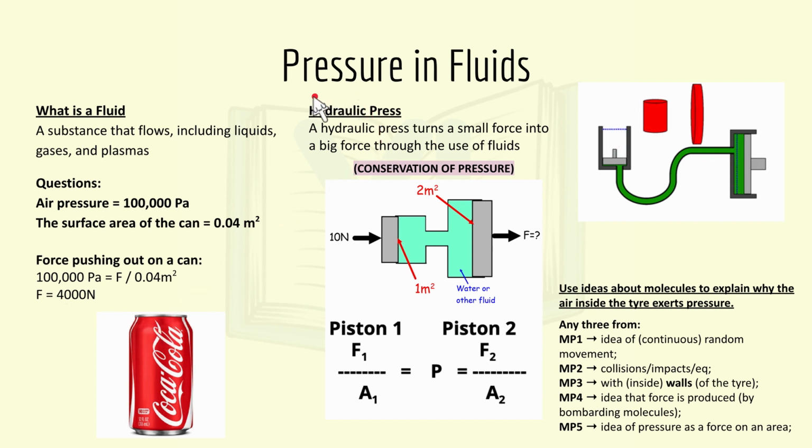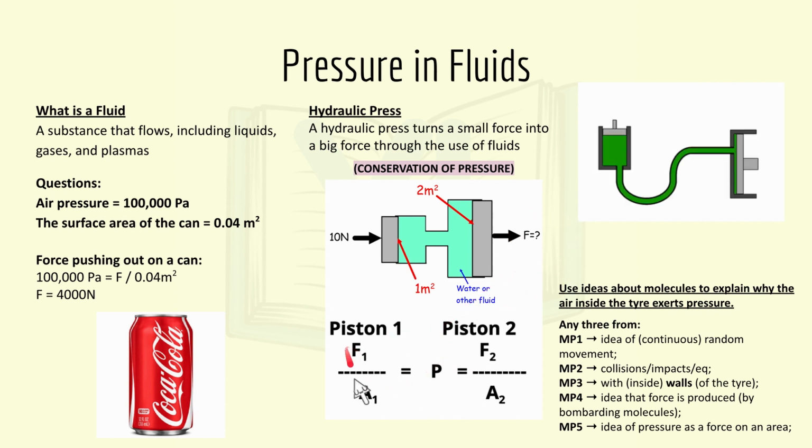And here's a hydraulic press. A hydraulic press turns a small force into a big force through the use of fluids, and through this concept called the conservation of pressure. So you have this 10 newtons over here pushing in with 1 meter squared of surface area into this thing which has 2 meters squared of surface area. Using these two pistons, the conservation of pressure, you get a bigger force over here.